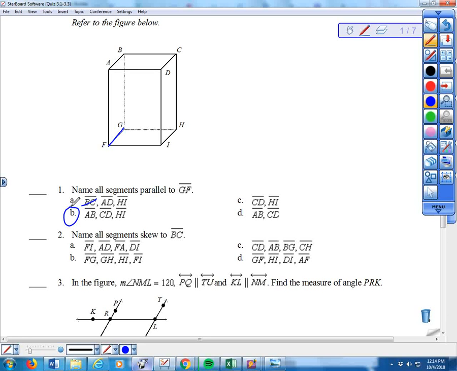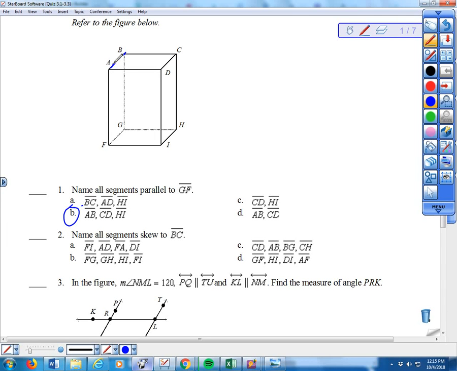So I'll just start with A, and I'm looking at BC. So let me erase this one. FI. FI is skew. AD is not because it intersects. So it's not A. B, FG. FG is parallel, so that's not it. C, CD is parallel. D, GF is parallel.